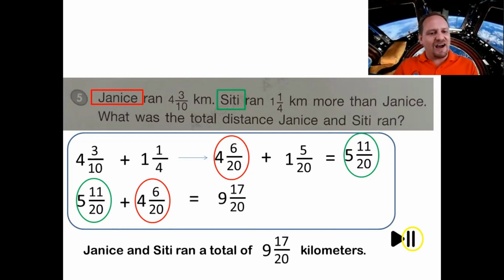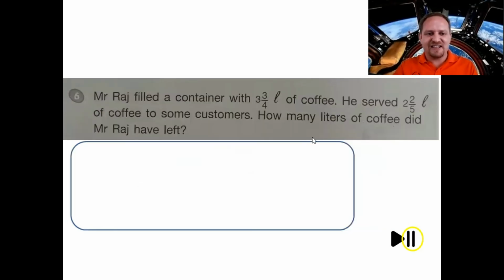Good. Last question today, then, guys. It says, Mr. Raj filled a container with 3 and 3 over 4 liters of coffee. He served 2 and 2 over 5 liters of coffee to some customers. How many liters of coffee did Mr. Raj have left? Guys, the word served means to give. Okay, please press pause.